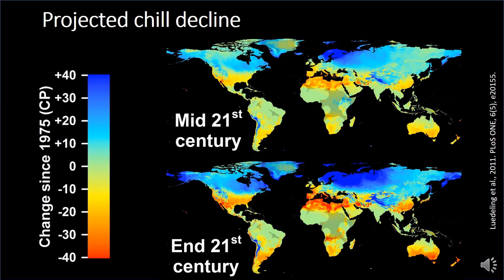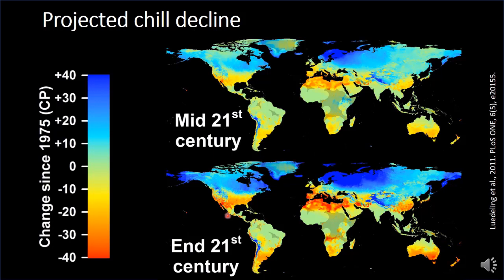And here's what the projections say. What you see here now is predicted changes since the baseline scenario in 1975. Anything shown in blue in these maps indicates a strong increase in chill, plus 40 chill portions, whereas dark red would mean minus 40. Now, the upper map here shows changes by the middle of the 21st century. And you see that here we already have quite a few regions that are shown in orange and yellow. All of these are expected to experience decreasing winter chill already by this time, pretty soon.